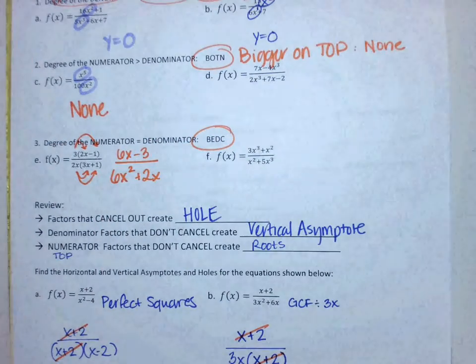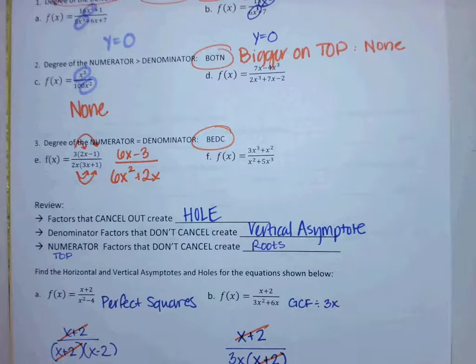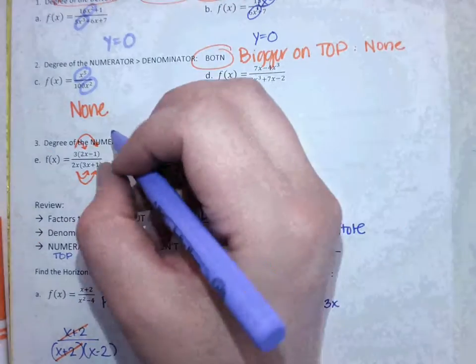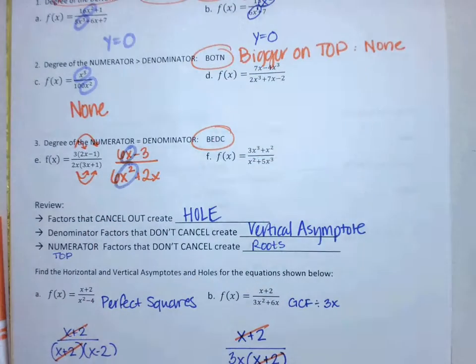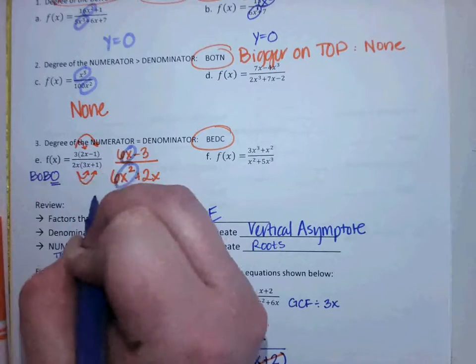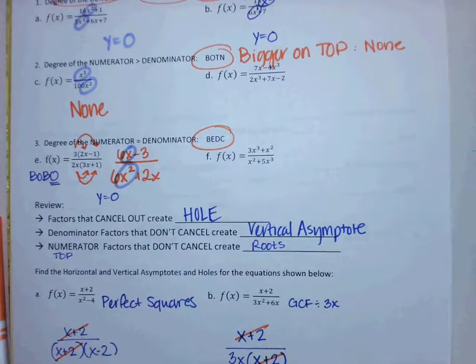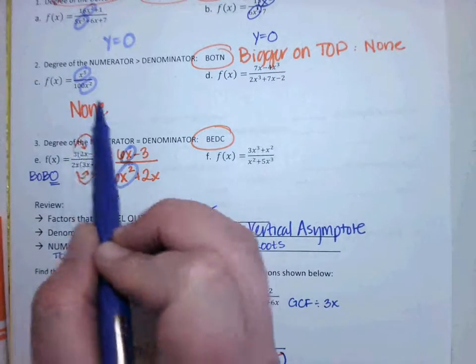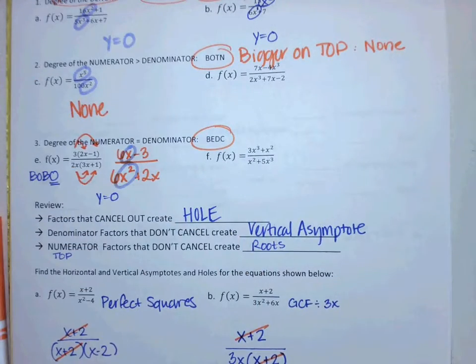And then once I times it out, I can look at those powers and see which one is bigger. So I have a regular x on top. I have an x squared on bottom. Where is it bigger? Okay, so that's bigger on bottom, then it's a Bobo. So bigger on bottom goes to 0. What if it was bigger on the top, what would I have put? None. Okay, the last option is Betsy. So Betsy is both equal.